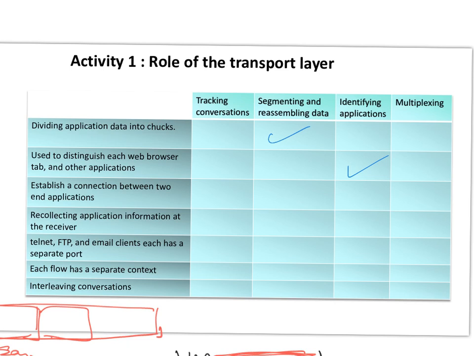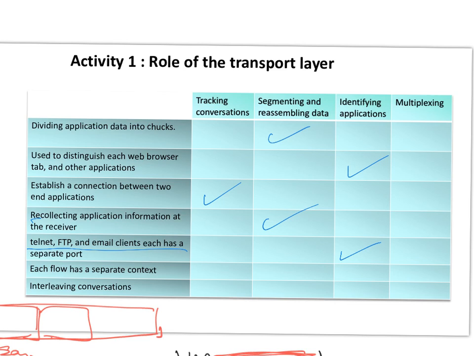Establish a connection between two end applications. Tracking conversations. Recollecting application information. Recollecting, no. Reassembly. Telnet, FTP and email clients each will have a separate port. No, I mean each application will have a separate port. Exactly. We use port to identify applications. Okay?